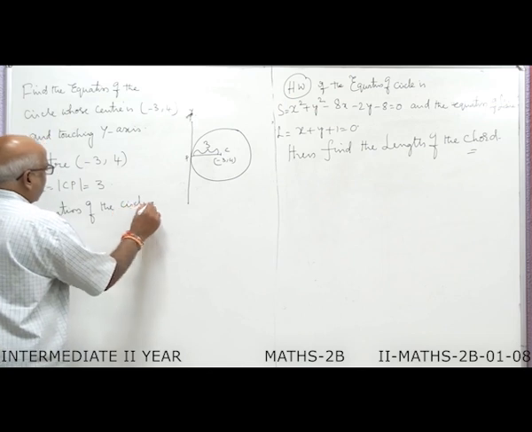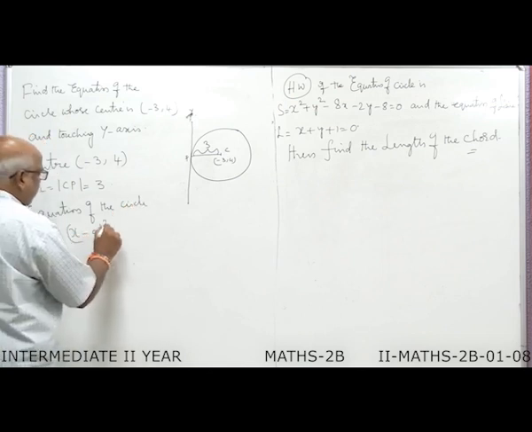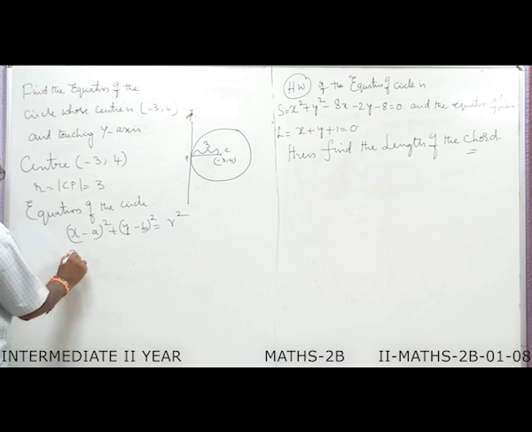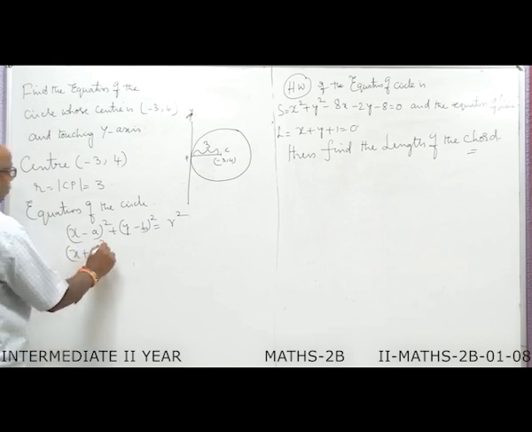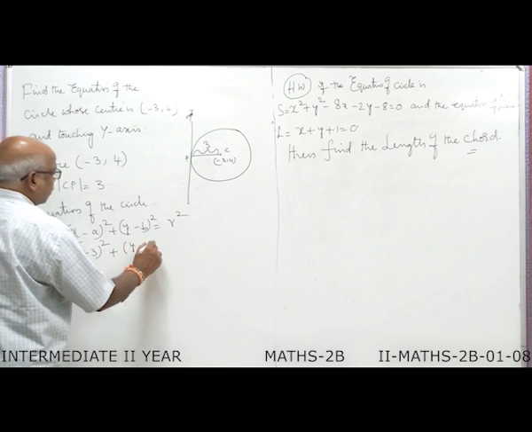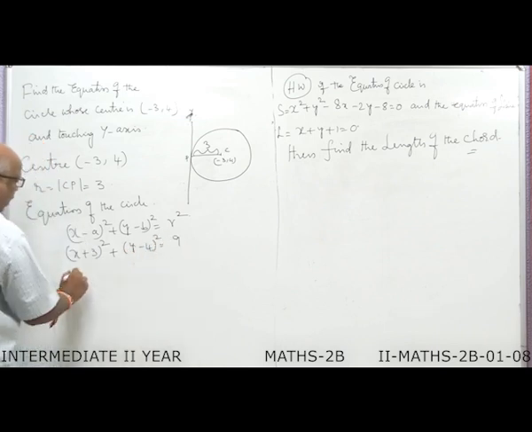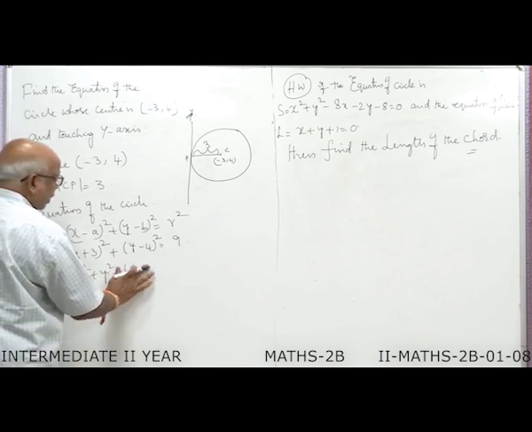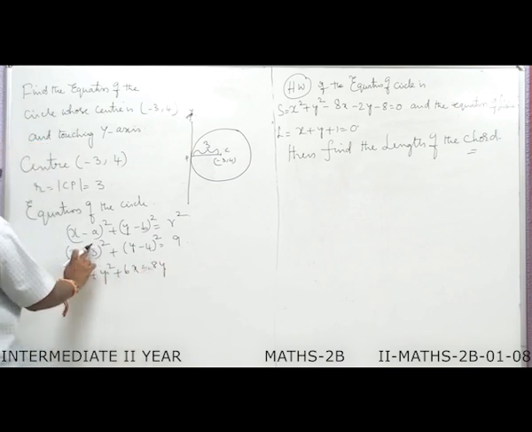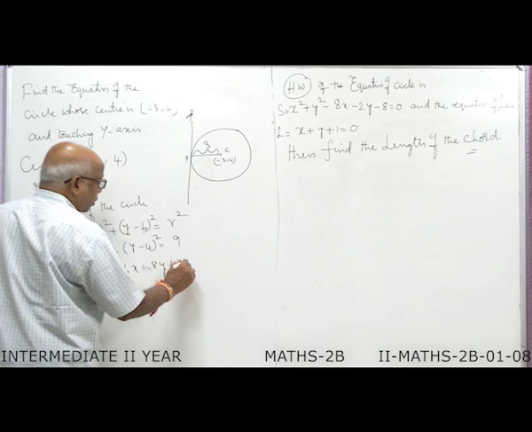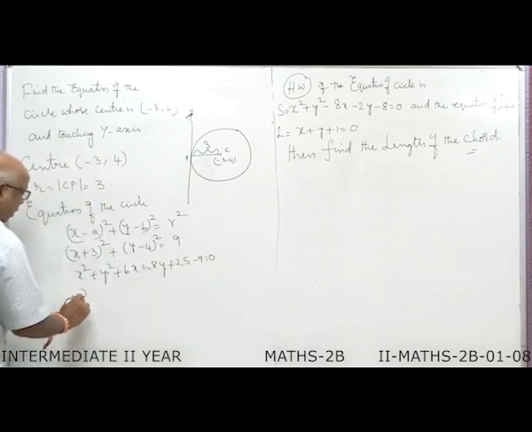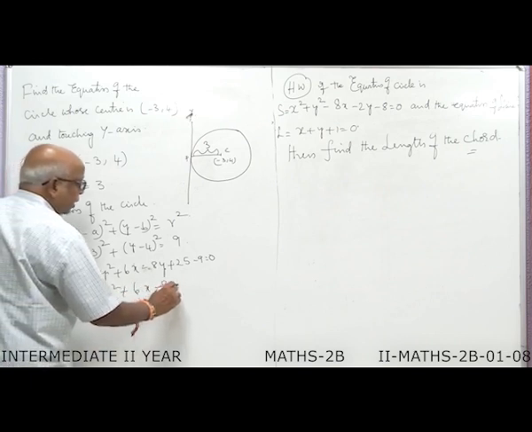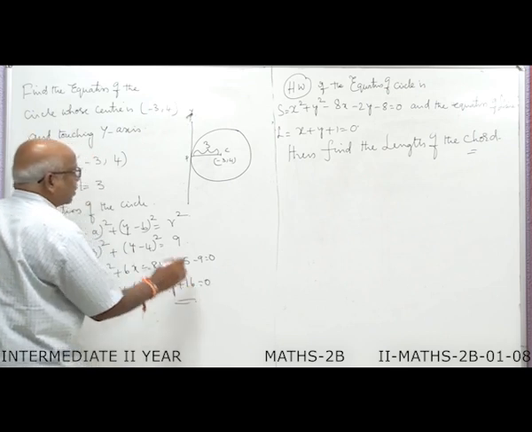Equation of the circle: x minus a whole square, y minus b whole square equal to r square. X plus 3 whole square, y minus 4 whole square equal to r square, which is 9. X square plus y square plus 6x minus 8y plus 9 plus 16, 25 minus 9. Final equation will be x square plus y square plus 6x minus 8y plus 16 equal to 0.